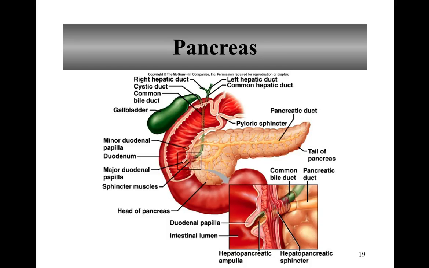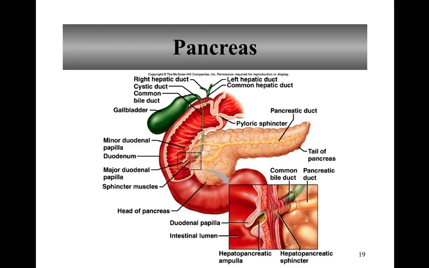In this next video, we're going to discuss the accessory structures of the digestive system, which include the salivary glands, which we've already covered, the pancreas, the liver, and the gallbladder. So accessory structures are structures that aid in digestion, but food doesn't actually pass through them. In other words, they're not part of the alimentary canal.